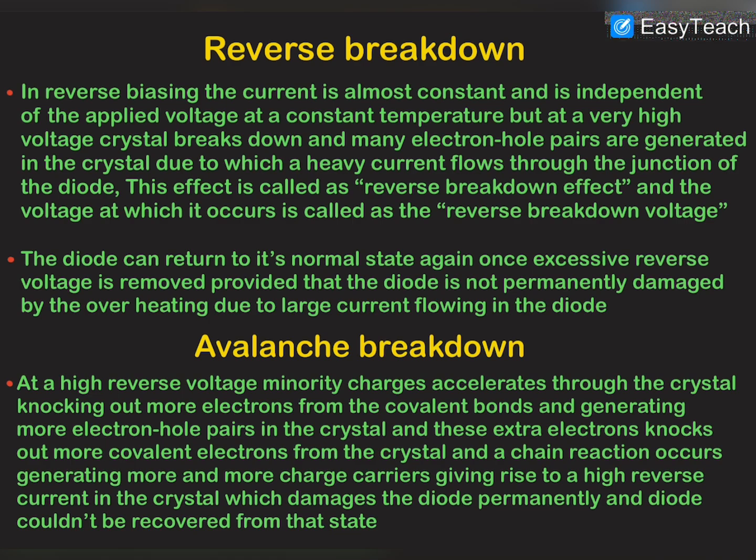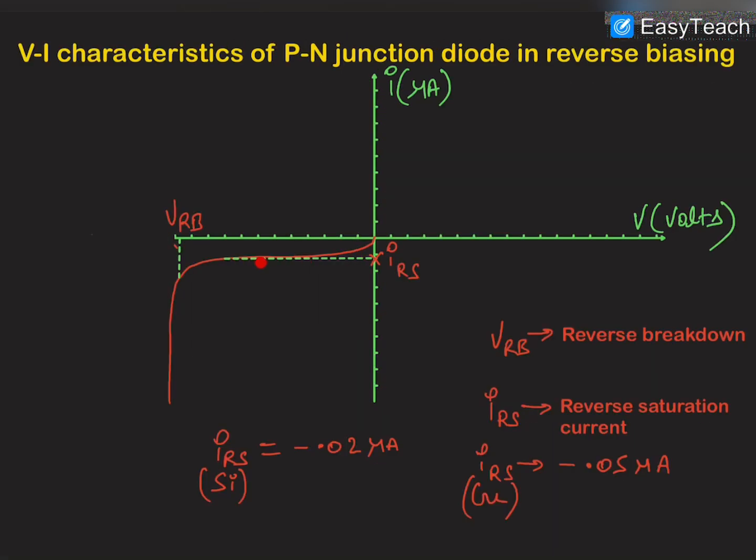Now we know that there are two effects in the diode. First is reverse breakdown, and second is avalanche breakdown. If we keep on increasing the reverse voltage, the current will become constant, because the minority charge carriers are fixed in amount. So the current flowing through the diode will be constant, and this constant current is known as the reverse saturation current, and it is independent of the applied voltage.